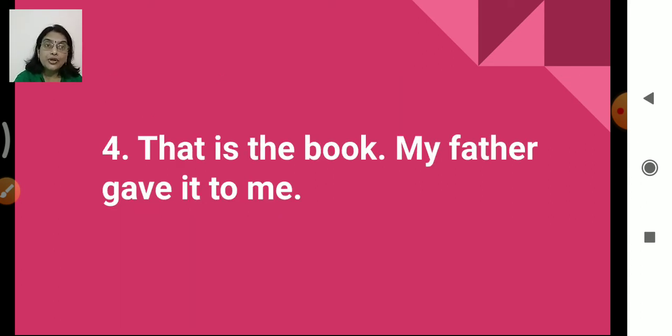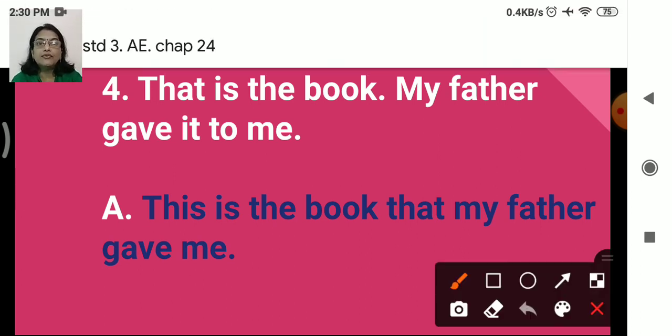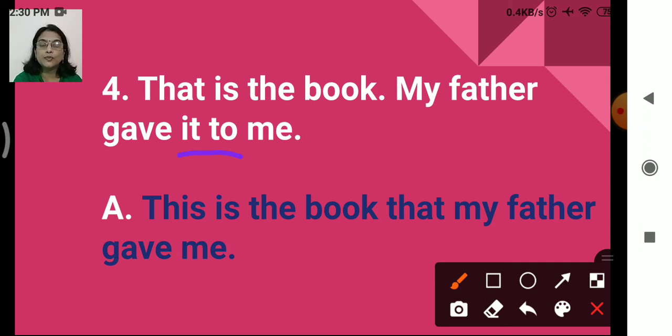That is the book my father gave it to me. Okay, so again "that" has come, so that will change into "this". This is the book, and now we will have "that". Okay, this is the book that my father gave me. So in this case what is done here? We have removed "it" too. Okay, so this is the book that my father gave me. No need of writing it again.